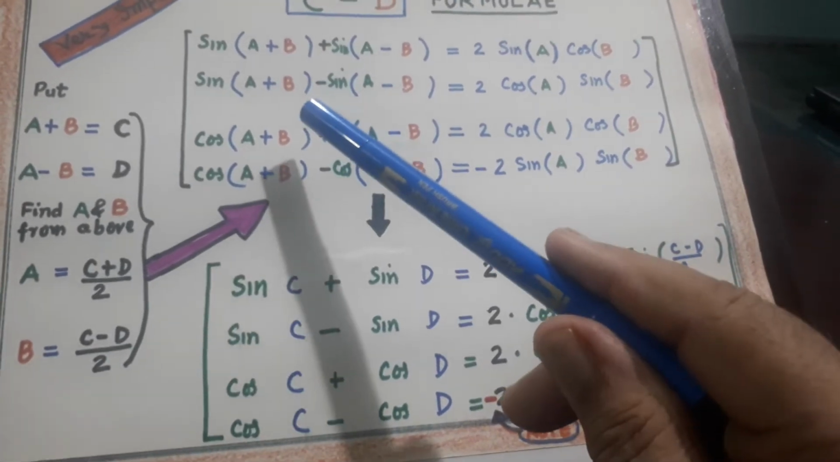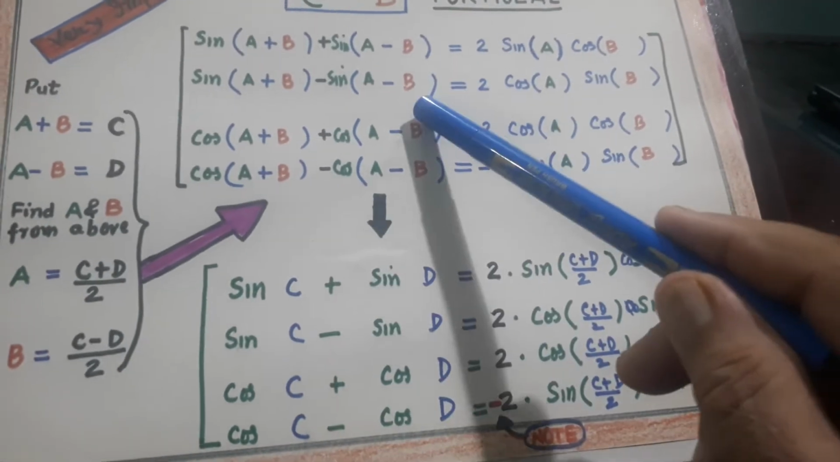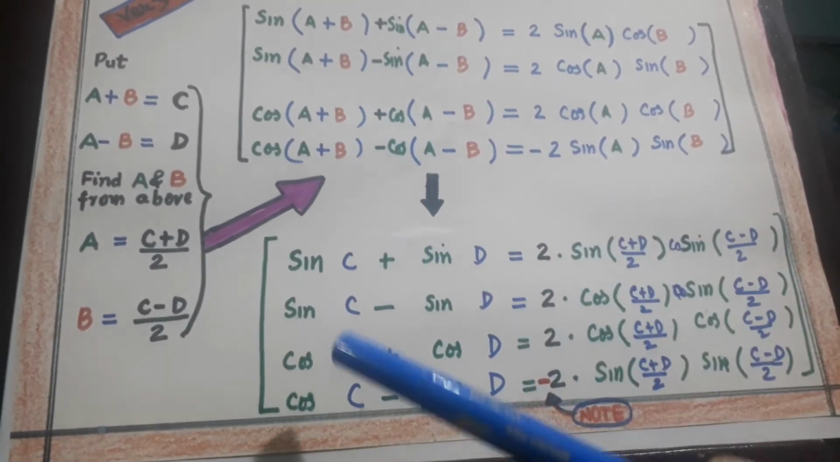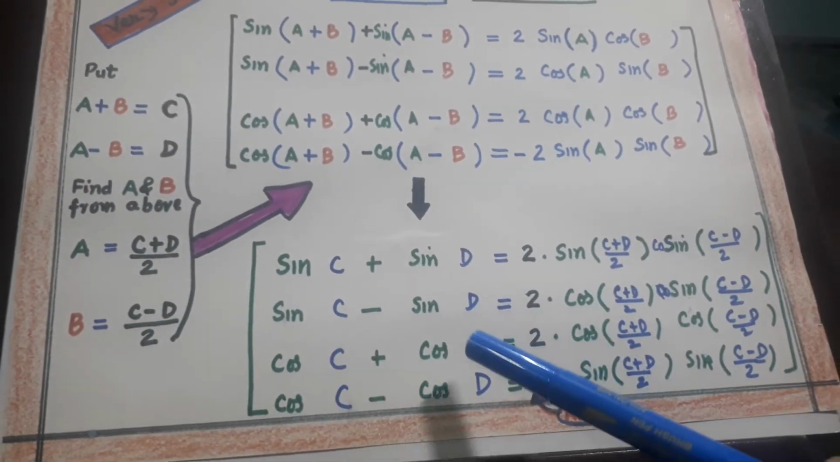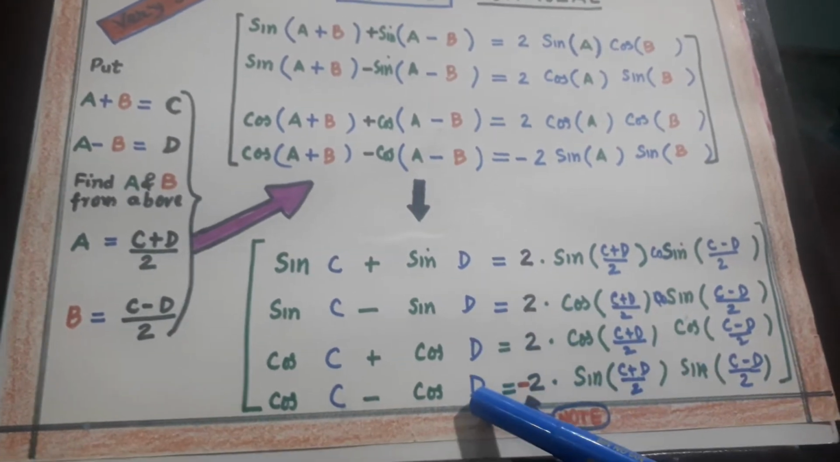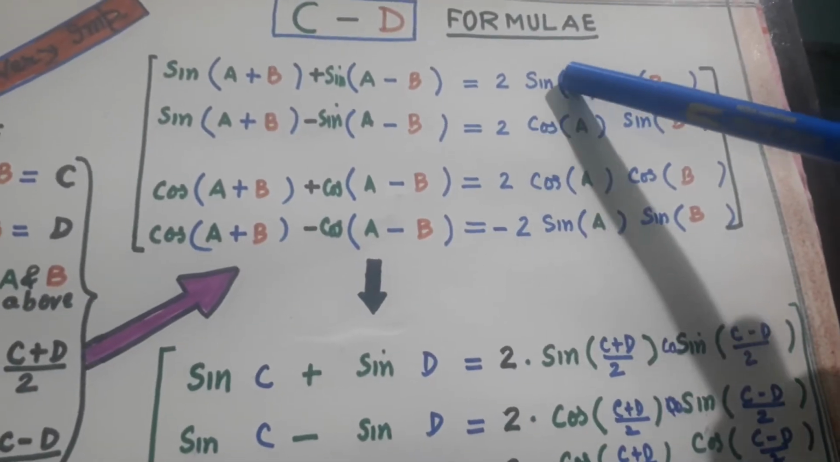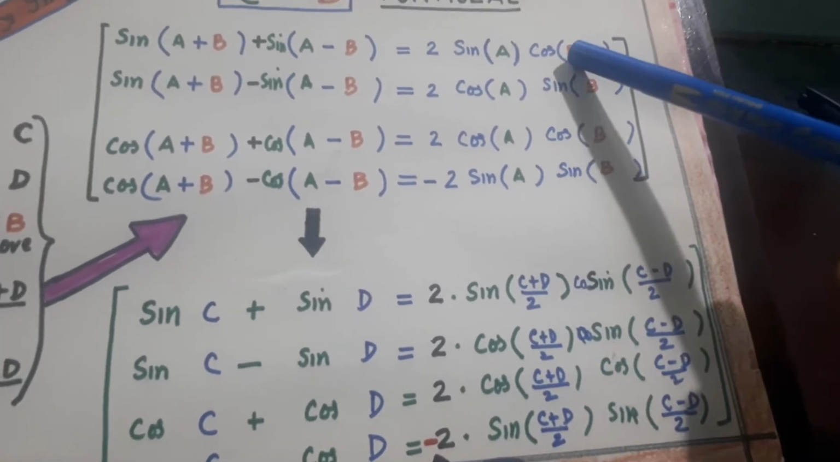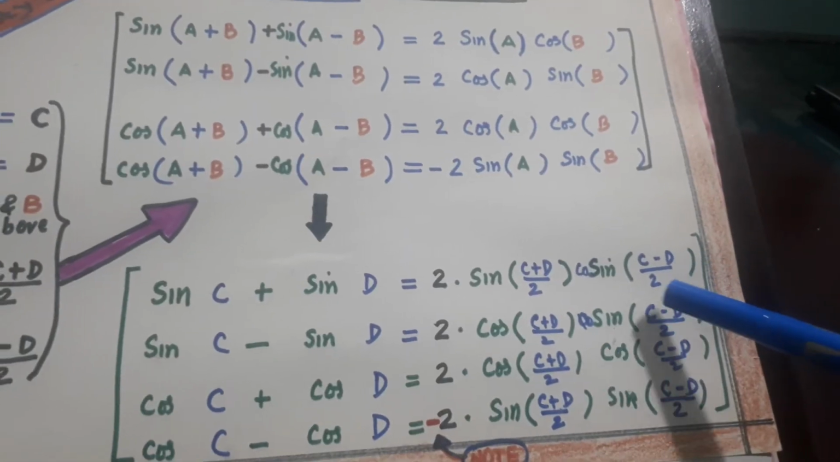A plus B की जगह मैंने C लगाया है, A minus B की जगह D लगाया है. Here also A plus B की जगह C लगाया, A minus B की जगह D लगाया. A की जगह देखिए ये सारे A हैं, A की जगह पे C plus D by 2. These are all B. This is C minus D by 2.